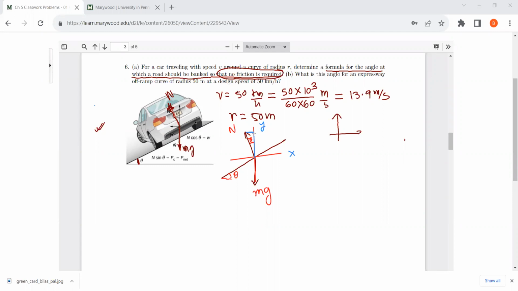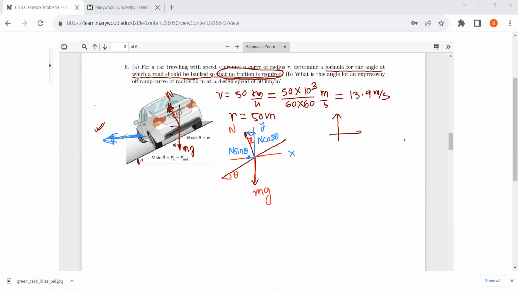Because this component is adjacent, it will be n cosine theta, and this component, let me draw it here, is n sine theta. You see that n sine theta is directed toward the center of the circle, right? Because we already have something to supply the centripetal force, we do not basically need the static friction.